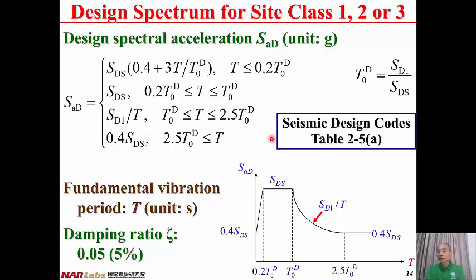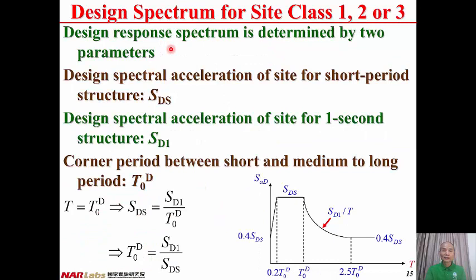And this equation can be found in the seismic design code, Table 2-5A. T is the fundamental vibration period, and the unit is seconds. The damping ratio of the structure is fixed to be 0.05, that's 5%. Therefore, the design response spectrum can be determined by only two parameters. One of them is the design spectral acceleration of the site for short period structure, SDS. Another parameter is the design spectral acceleration of the site for 1 second period structure, SD1.